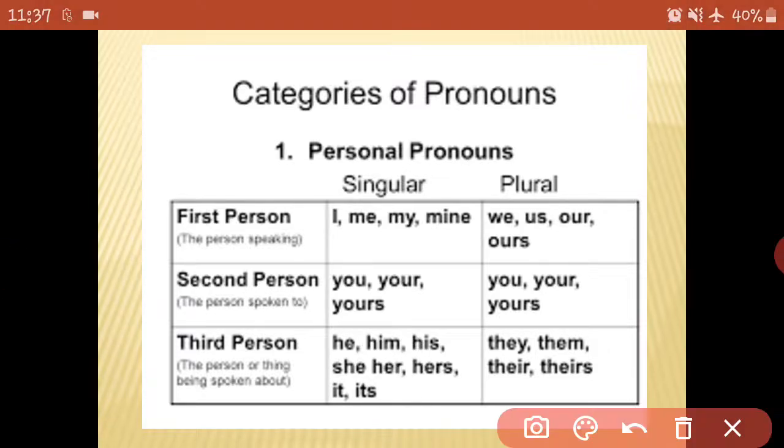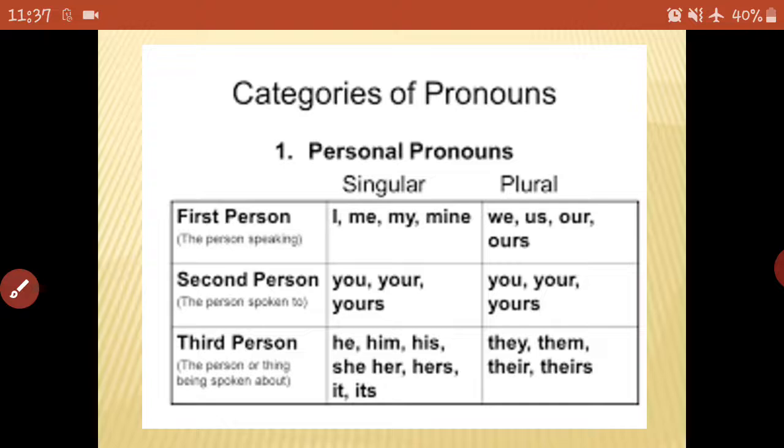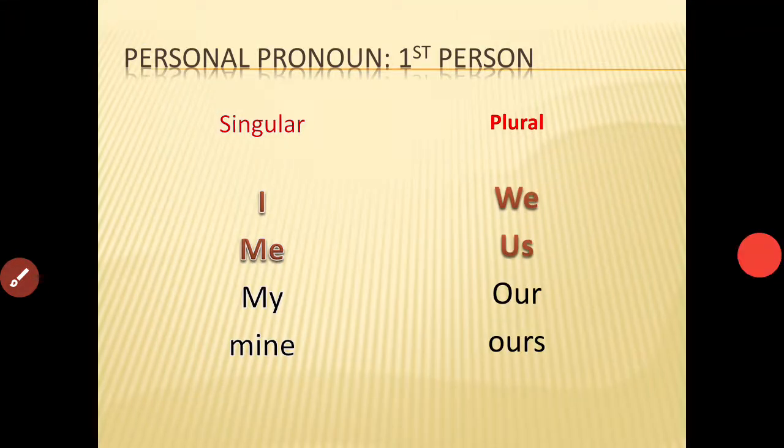Now children, he, him, his, these are the words or pronouns used for masculine gender, that is a boy or a man. She, her, hers, these are the words used for feminine gender, that is a girl or a woman, which you have studied in your primary classes. It and its are used for an animal or thing. Let's see it in detail on a further slide. I request all of you to copy this down in your classwork notebook.